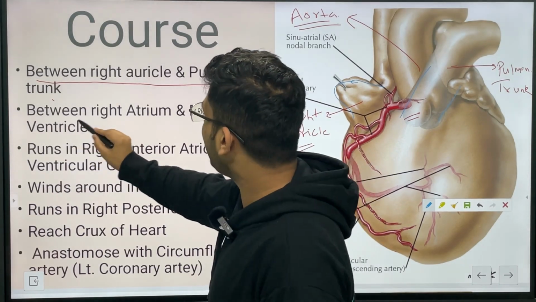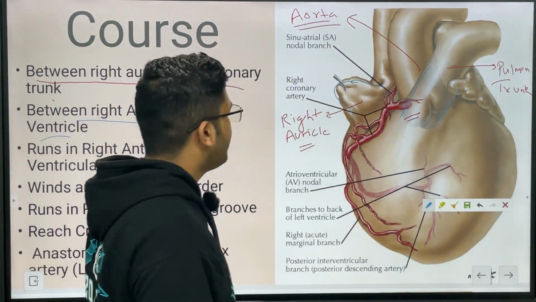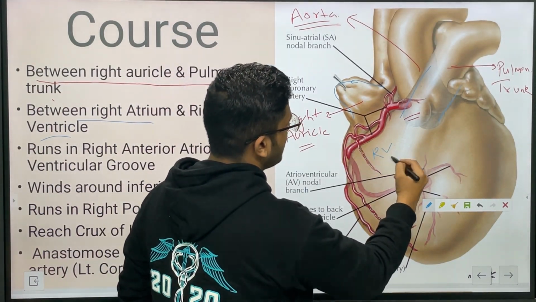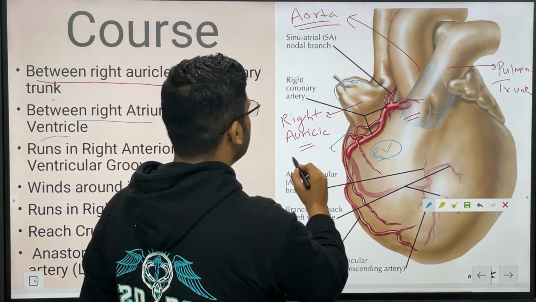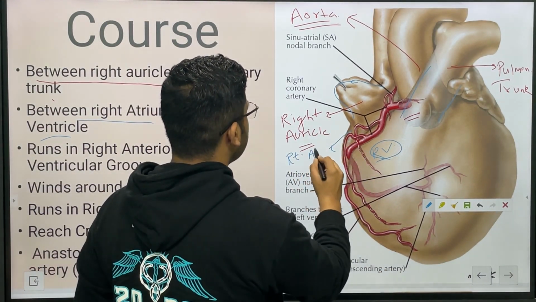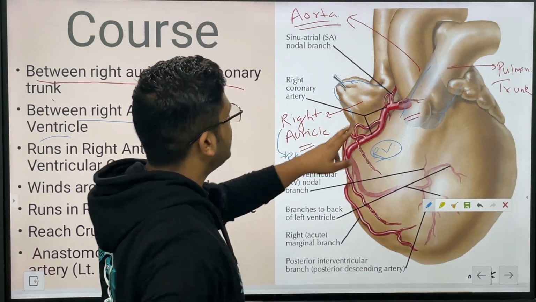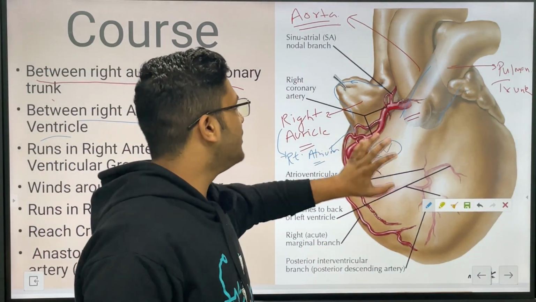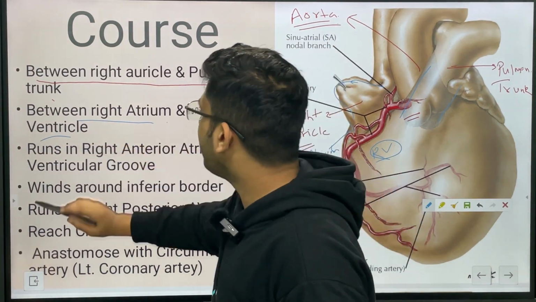Next, it goes between the right atrium and the right ventricle. Where is your right ventricle? This whole part is your right ventricle, is it clear? And this is your right atrium. As you all know, the right auricle is a part of the right atrium, so the right atrium is there and the right auricle is there. So it is passing between the right atrium and right ventricle.